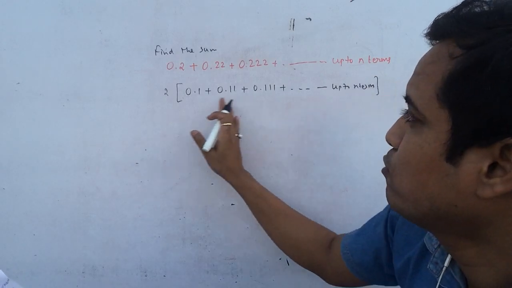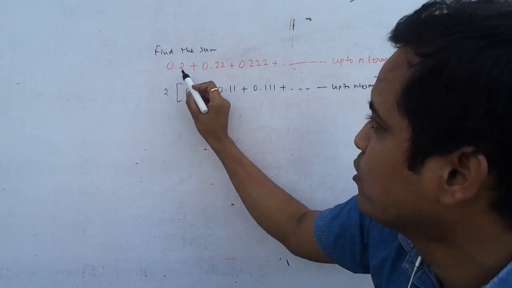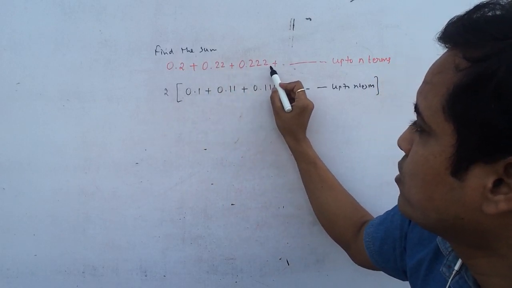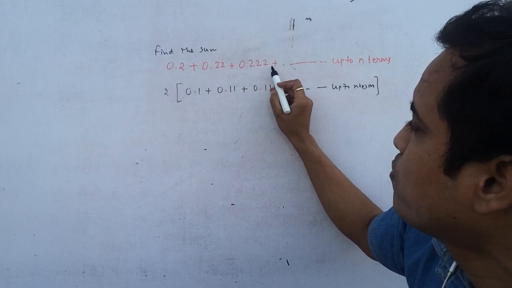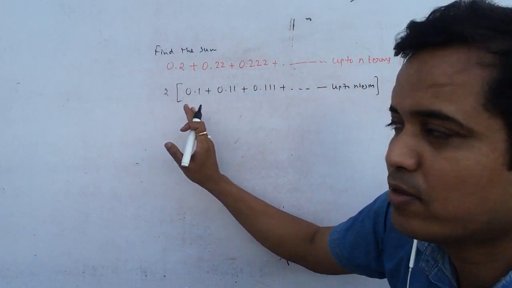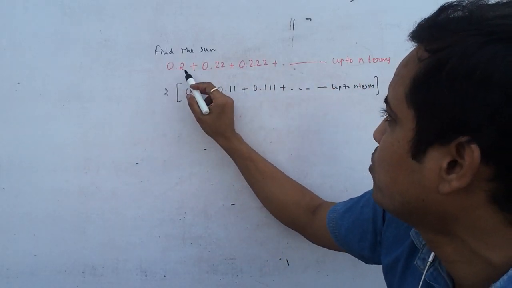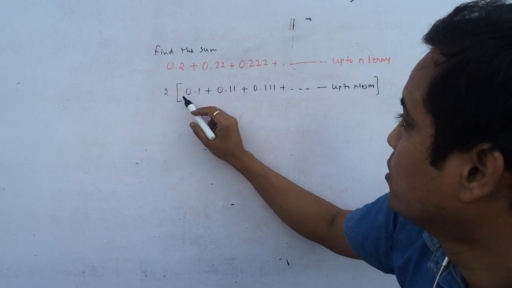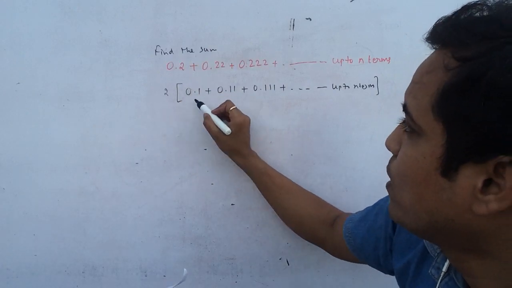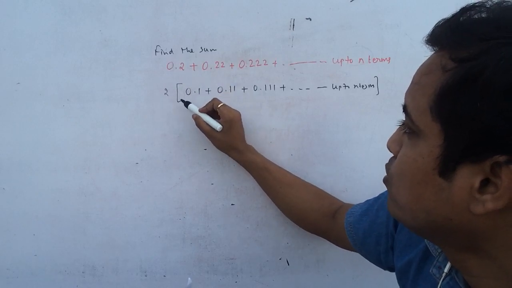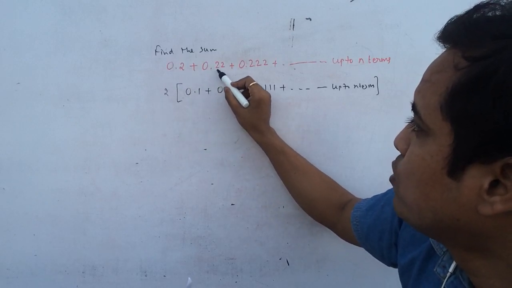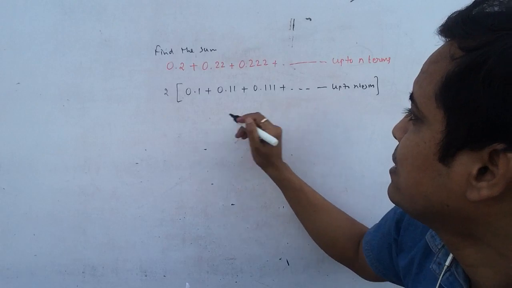So whether you get 0.3 plus 0.33 plus 0.333 or 0.4 plus 0.44 plus 0.444, you can first take out the common factor. So you took out 2. When you divide 0.2 by 2, you will get 0.1. 0.22 by 2, you will get 0.11. Similarly for the rest.